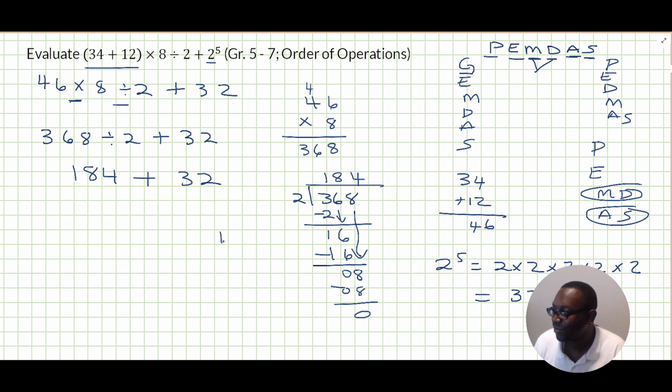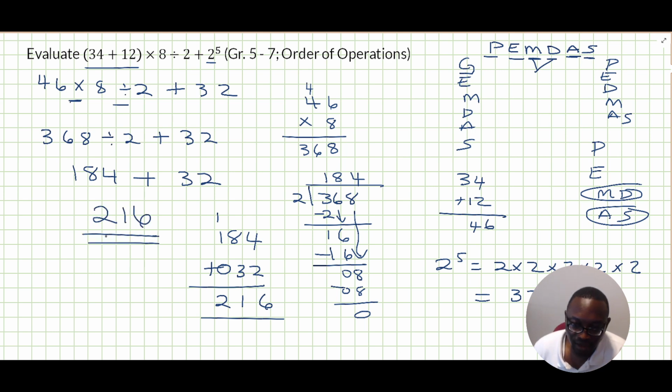So let's go ahead and figure out what that is. 184 plus 32. 4 plus 2, we have 6. 8 plus 3, we have 11. So we write 1 here and bring 1 up here. And for lower grades, put a 0 out here, just so you have 3 digits on both rows. 1 plus 1, 2. 2 plus 0, we have 2. So this is going to give us 216. Good job. Looks like everyone got it right.